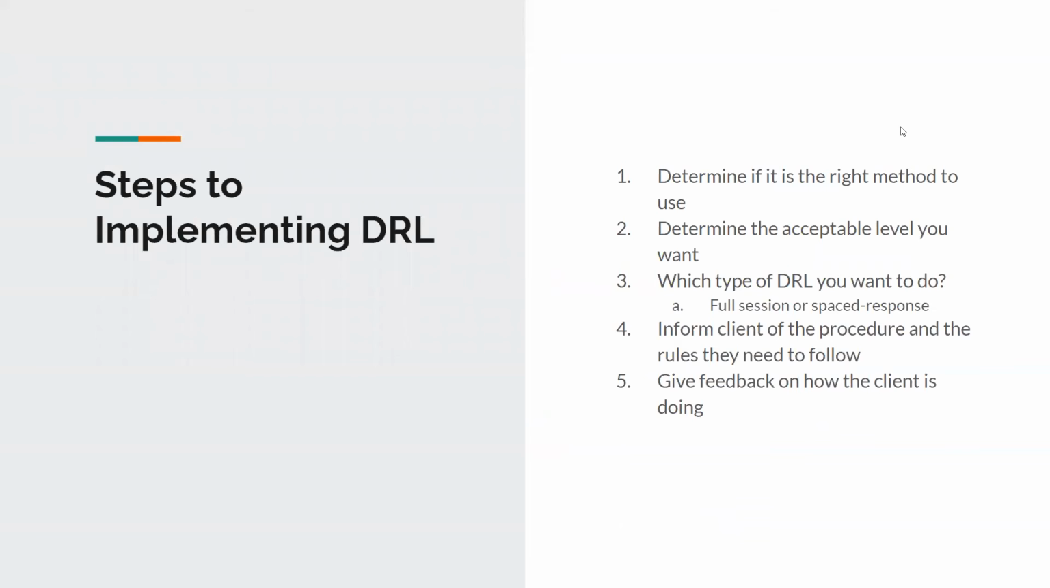So some steps into implementing DRL is you have to first determine if it's the right method to use, because there are, of course, a lot of other types of methods that you can use. And you have to determine the acceptable level that you want. So you have to know which amount you want for the behavior to be at, and which type of DRL you want to do: full session, spaced response, or even interval.